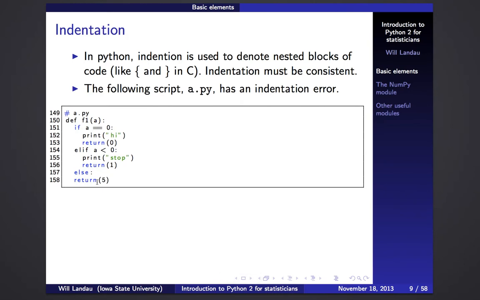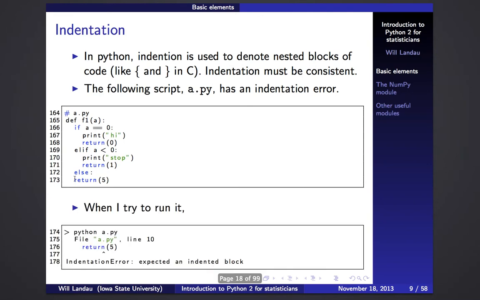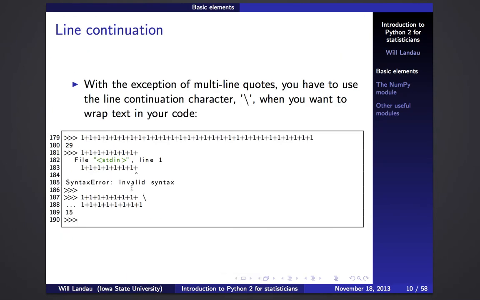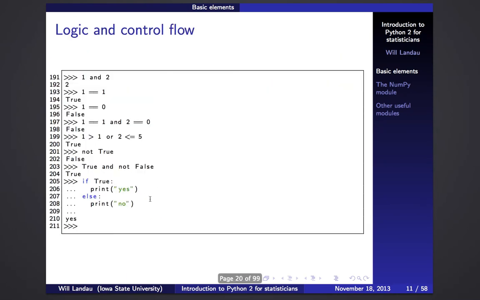So if I define a function like this, where the return is meant to go under else, but is indented at the same level as else, I'll get an error because return should have been indented by however many spaces I had here or here or here. Indentation's got to be there, and it's got to be consistent. Line continuations with a single slash.